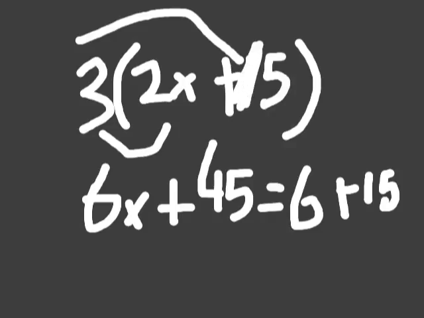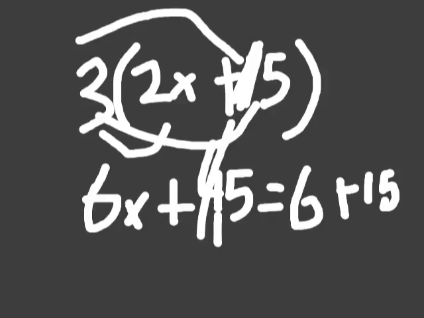God dang it. I'm sorry. 3 times 5 equals 15. I'm sorry. I'm really embarrassed right now. So the equation would be 6x plus 15 equals 6x plus 15. So since the equation is the same on both sides, the answer would be 6x.